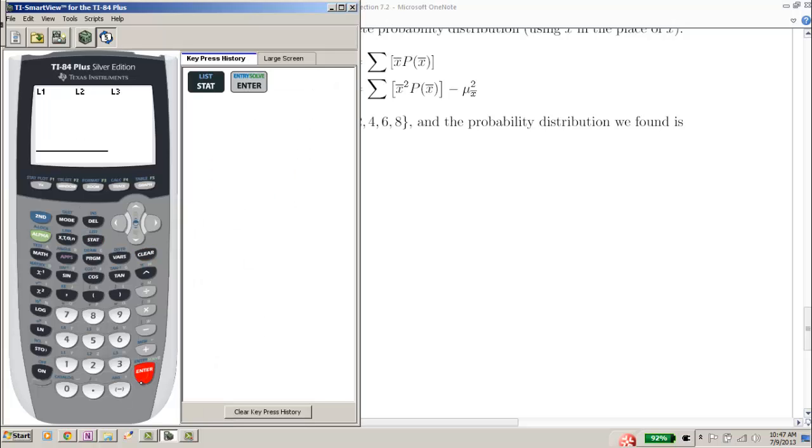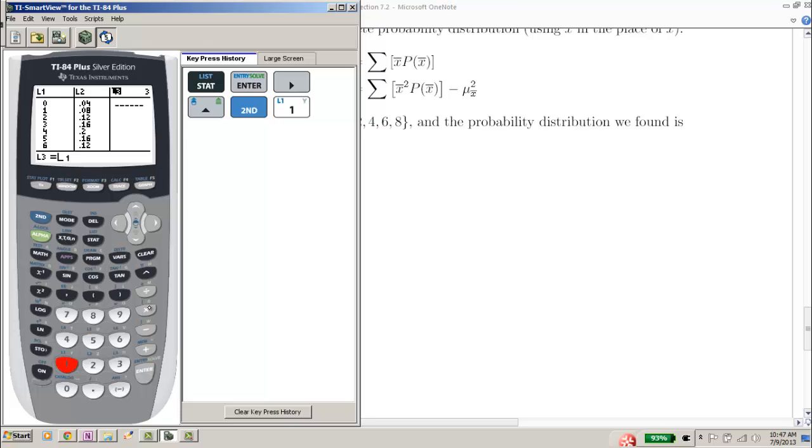So stat and edit. There's my x bar values in L1 and the probability values in L2. I'm going to have it put the x bar times the probability values in L3, so I'm making sure that L3 is highlighted. If it's not, I'll arrow up to it. And now I just tell it to calculate L1 times L2, and there are my values for the x bar times P of x.